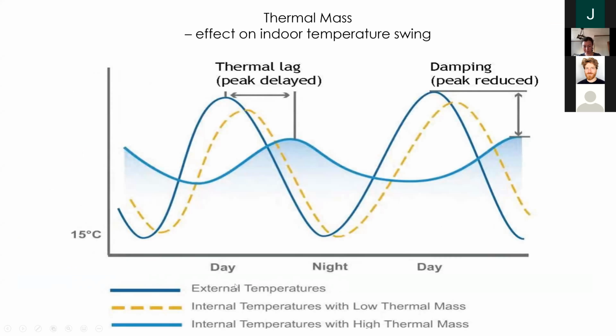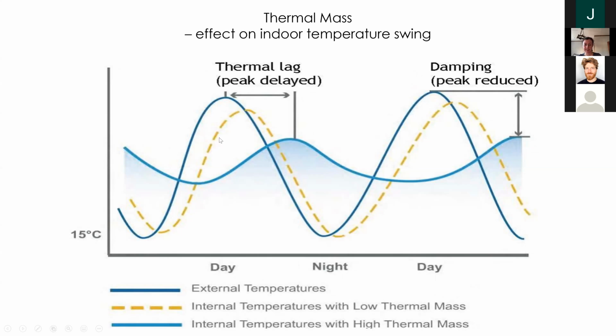So this graph illustrates how thermal mass can help with modulating indoor temperatures. The dark teal curve here is showing the outdoor temperature. The dashed yellow curve is showing interior temperatures with very little or low thermal mass. And then the light teal curve is showing the interior temperatures with thermal mass.